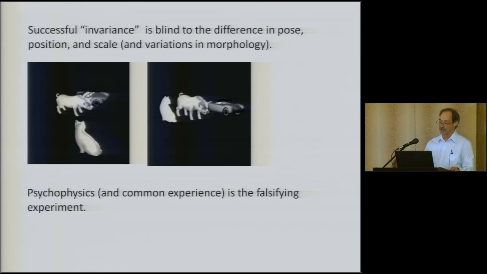And psychophysics and common experience tells us that this essentially is the falsifying experiment. We don't need to look into the brain to know that that's not how it works, because we know that we're exquisitely sensitive to differences in pose and position and articulation, et cetera. So this was the motivation to find a system that would actually report transformations, not be blind to them.